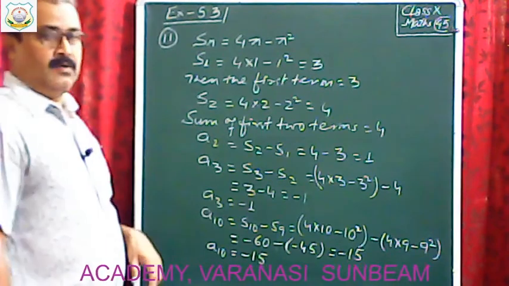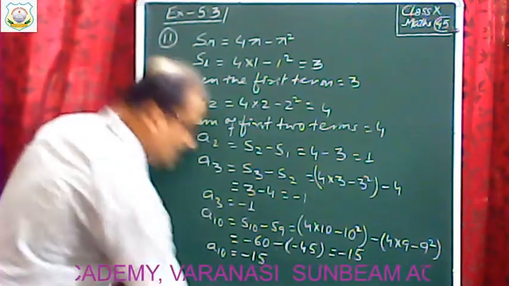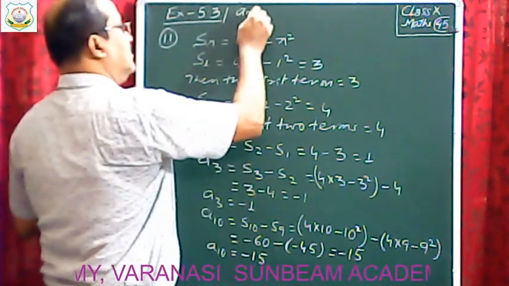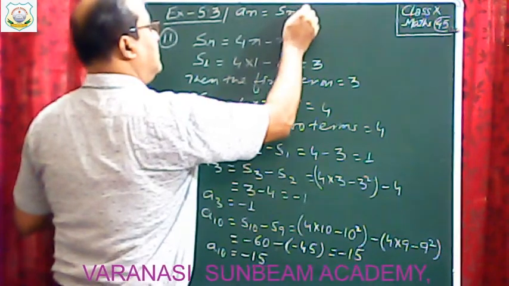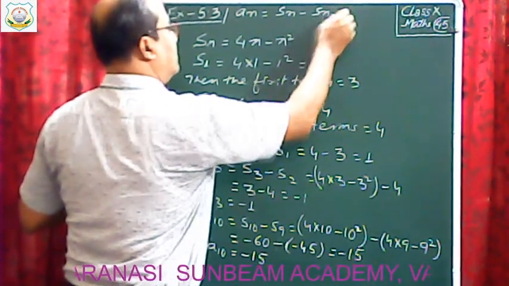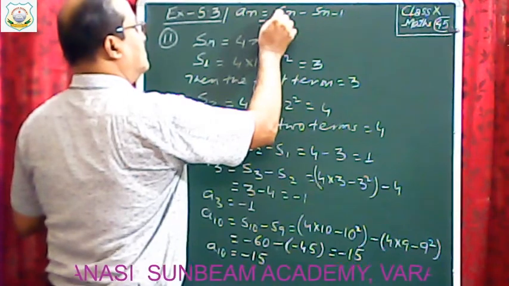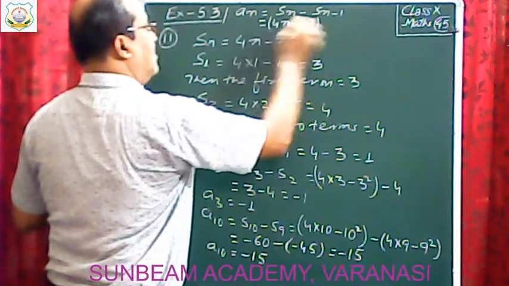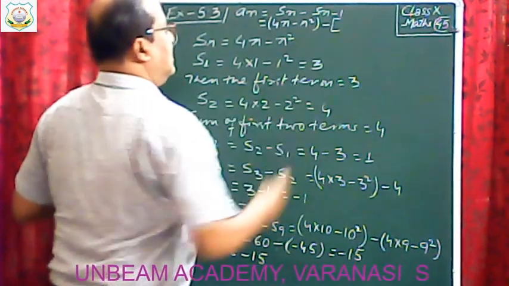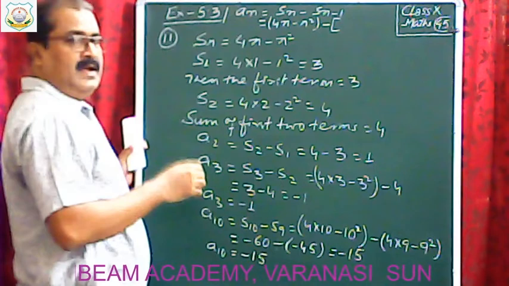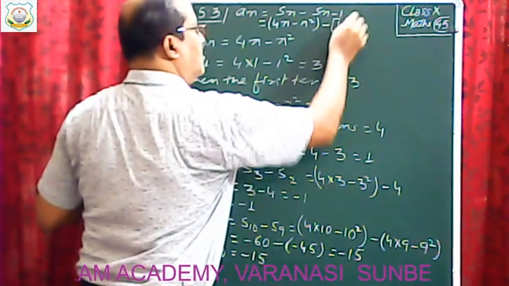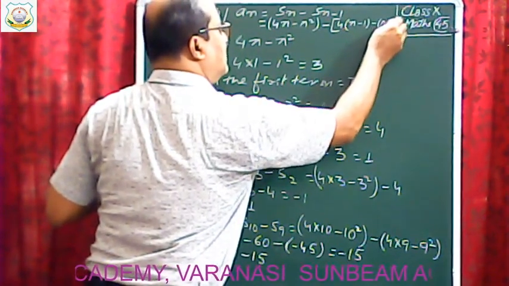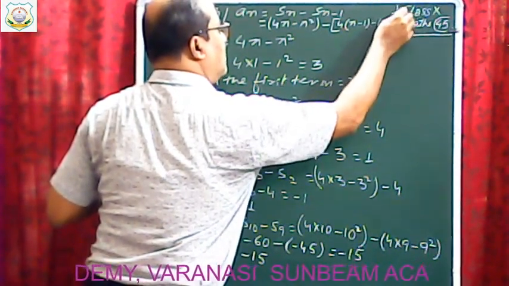Thereafter we have to find out the nth term. An equal to Sn minus Sn minus 1. So Sn you know, 4n minus n square, minus, in place of n you have to write n minus 1. So 4 into n minus 1 minus n minus 1 whole square.